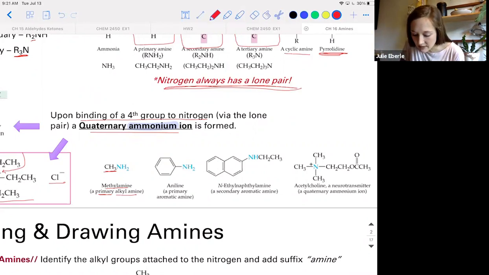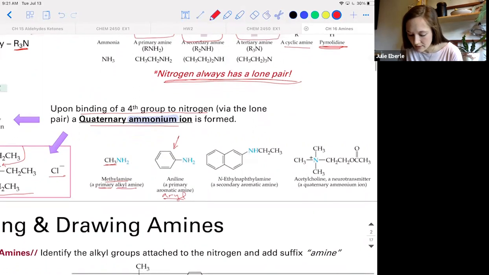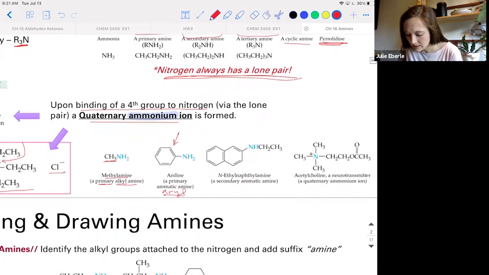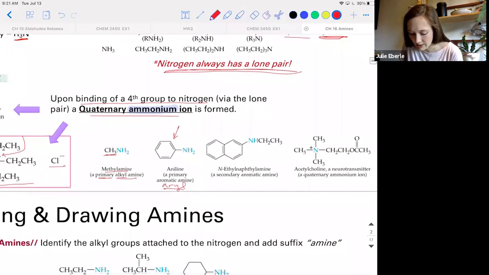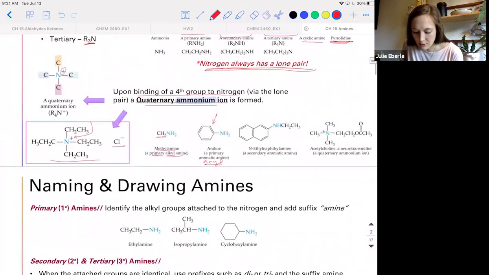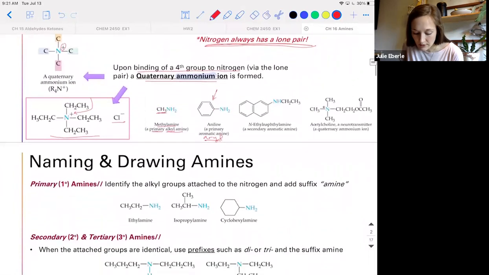But if it has an aromatic group attached, we'll call them aryl amines, A-R-Y-L. Okay, so it's the difference between alkyl and aryl. All right, or you might see it say aromatic amine, aryl aromatic, kind of the same thing. So those are just different examples of how it might look in real life. Okay, let's go on to how do we name these and how do we draw these.